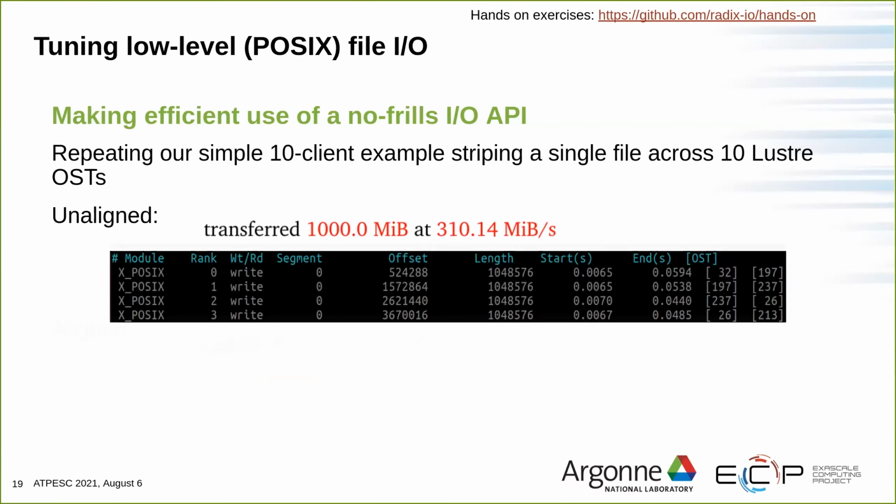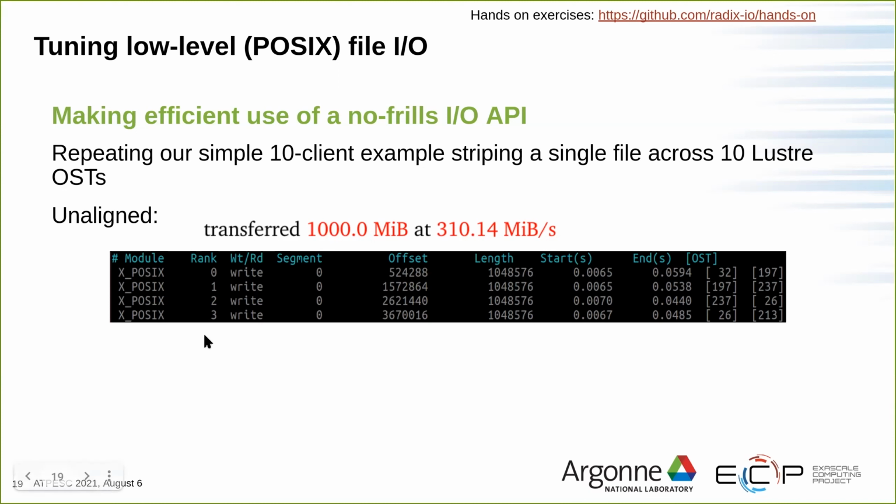So here are some more numbers we can walk through to hammer this home. This is the same exact example as earlier. We've used a stripe width of 10 here rather than a stripe width of 1, to start off with somewhat reasonable performance. But then we're going to compare what the performance looks like for unaligned versus aligned IO. Again, we transferred a gig of data across 10 processes at about 310 megabytes per second.